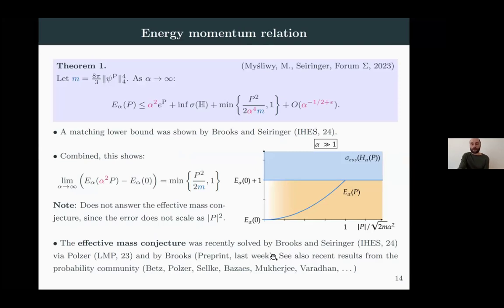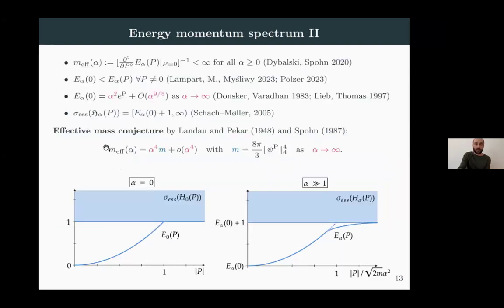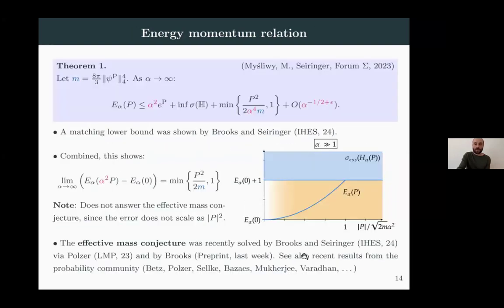And for completeness, let me also mention that there has been also a couple of recent results in the probability community regarding this effective mass problem. Together with the asymptotics of the effective mass that has been established in these two papers, and with this result here, we now have a fairly good understanding of the energy momentum relation for large values of alpha.